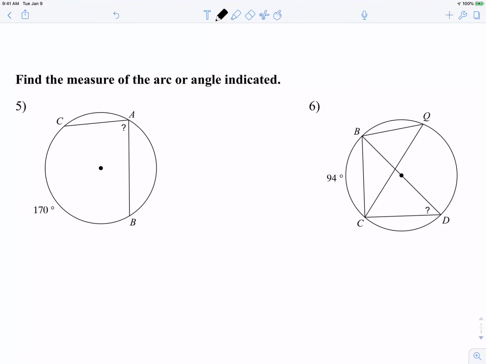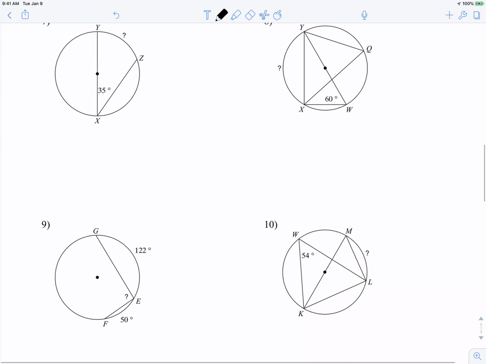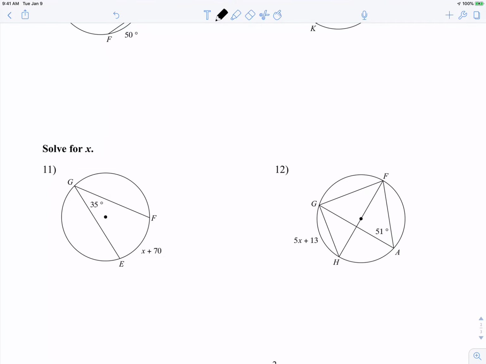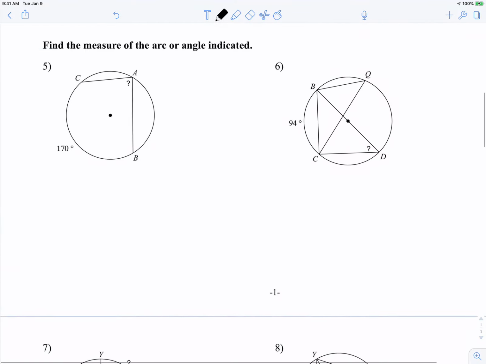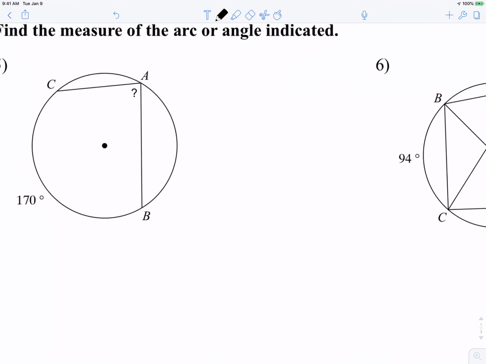Okay, if you didn't copy these problems exactly with detail and neatly, please go back and do that first. It's really not going to make a lot of sense unless you're able to really interact with these pictures. All right, so number 5.